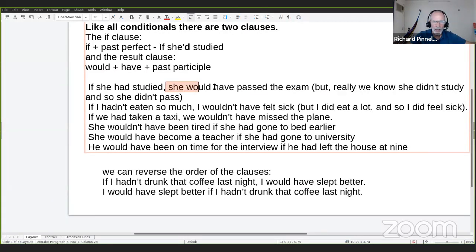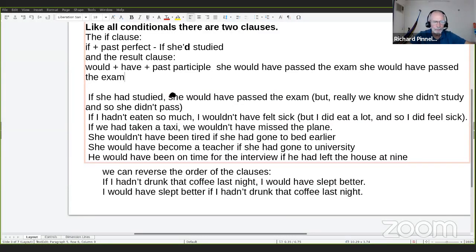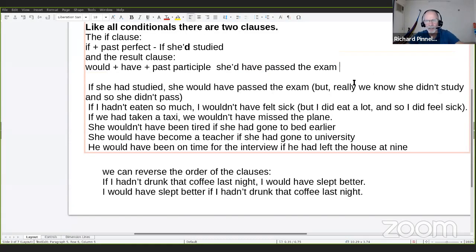So here's the example here. She would have passed the exam. So again, in the real world it would be said, she'd have passed the exam. Even this 'have' is actually reduced to 'of'. She'd have passed the exam. If she'd studied, she'd have passed the exam. I don't know why I've got that written there twice. Let's remove that. If she'd studied, she'd have passed the exam. So that's the example here.